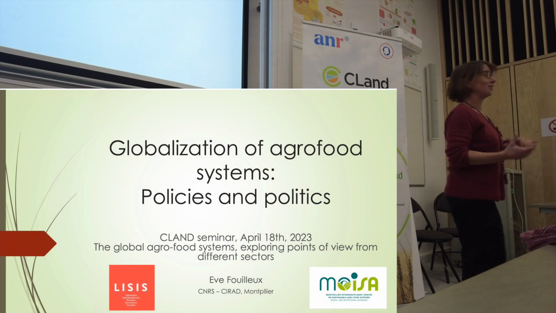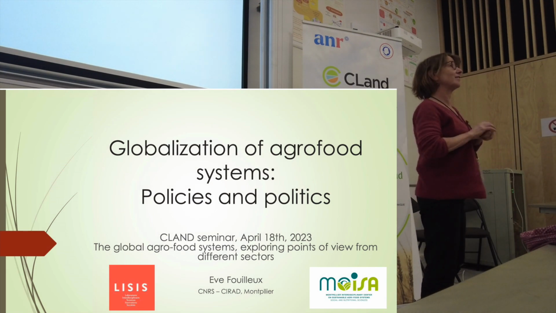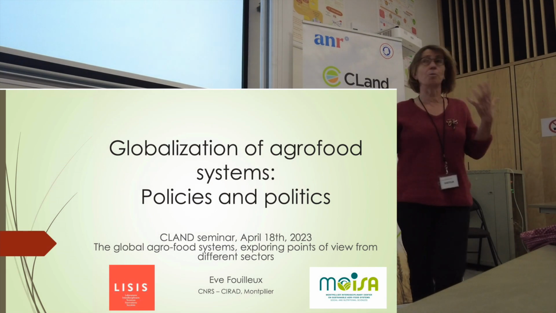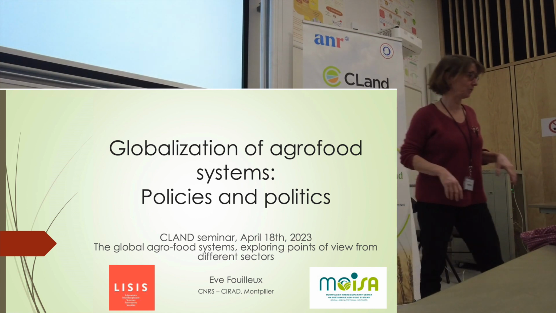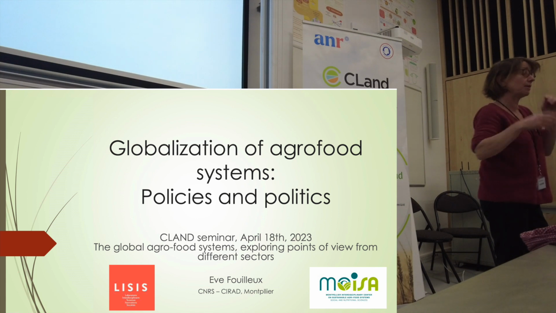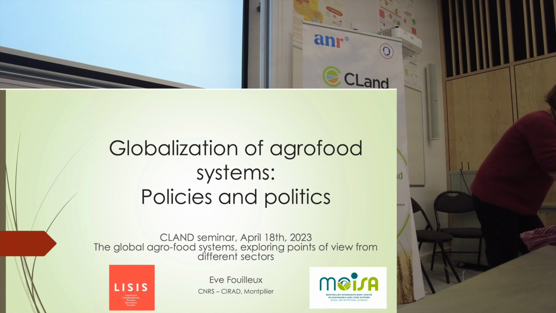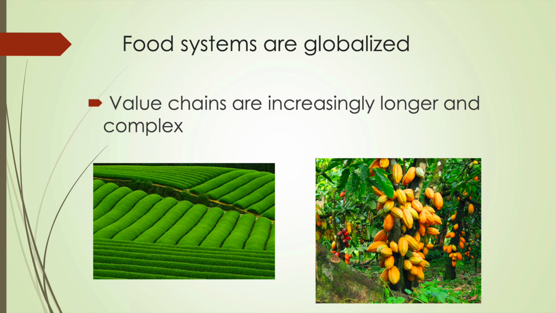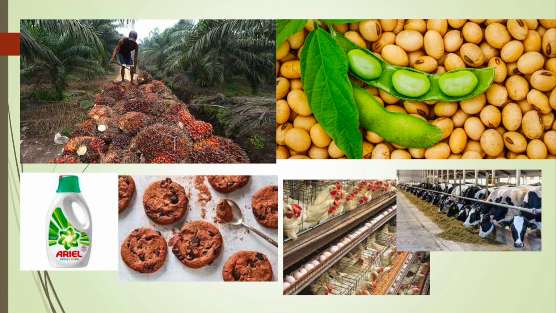But I will begin with value chains, because these are the main aspect of the globalization of our food systems. The point, which we have seen various times today, is that the value chains of the food system are increasingly longer and complex. This was the case before for some commodities inherited from colonial times, like cocoa or tea or cotton or other crops. But now it's much more.